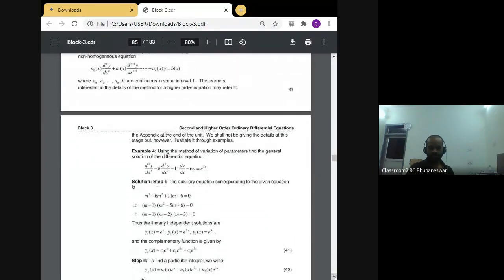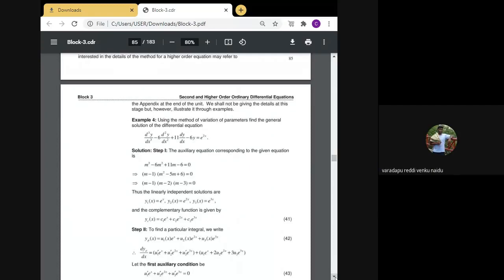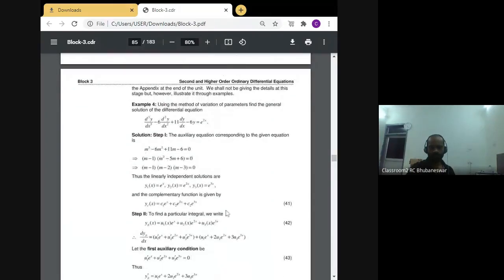Here it is given a non-homogeneous differential equation of order 3. First, the solution of the homogeneous part will be e to the power x, e to the power 2x, and e to the power 3x. Then we are using the solution of this one, that is u1 e to the power x plus u2 e to the power 2x plus u3 e to the power 3x.